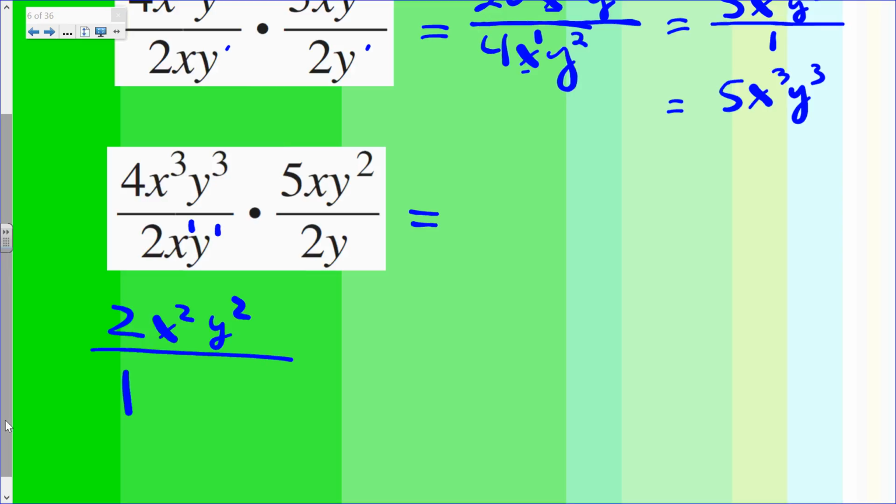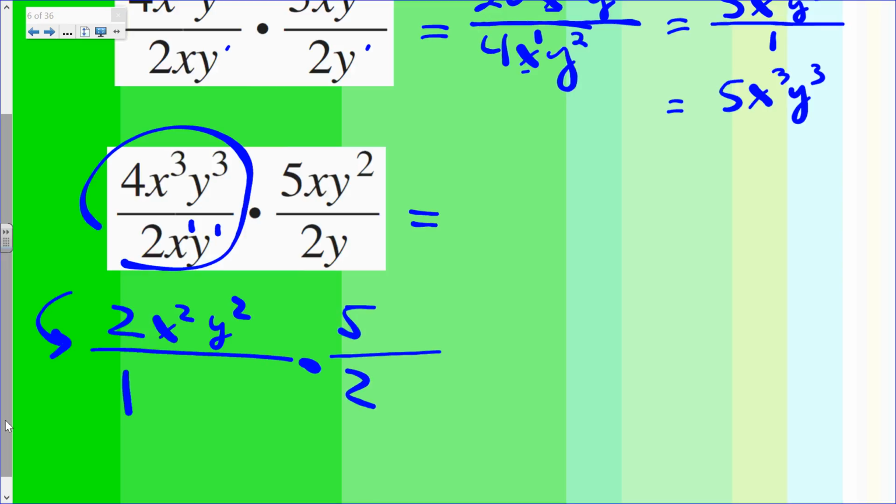Notice, the first fraction turns into that fraction, times 5 over 2. That doesn't simplify, so I'll just put the 5 over the 2 here. X, I can't simplify that with anything. But look at y to the 2nd and y to the 1st. I'm dividing, and I have the same base of y and y, so I'll subtract, so it'll be y to the 1st. So I simplified both fractions. This fraction simplifies to that. This fraction simplifies to that.